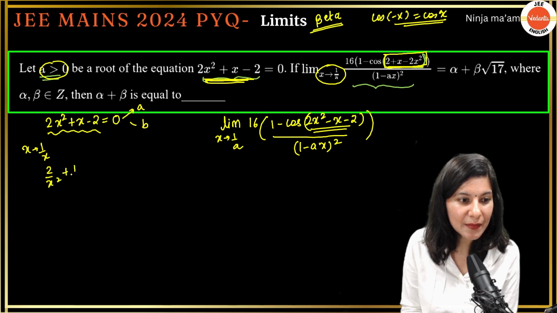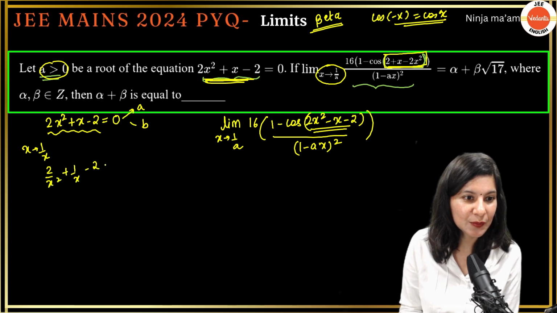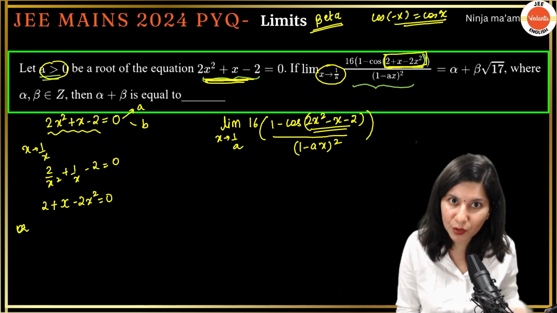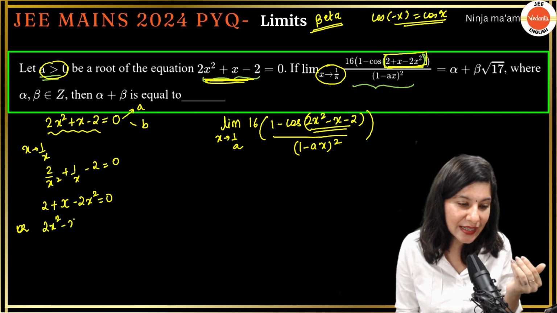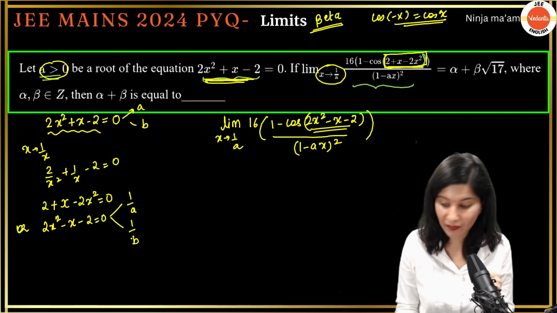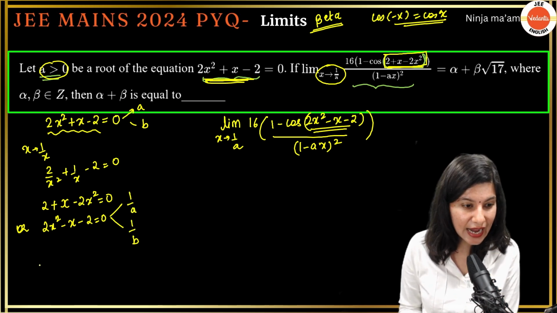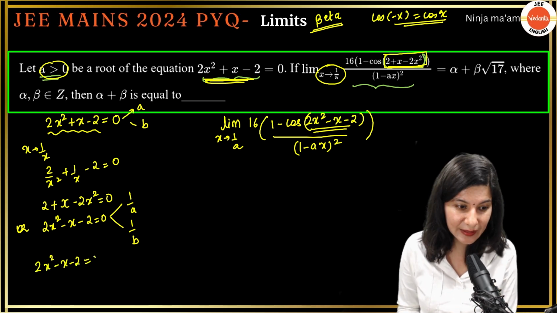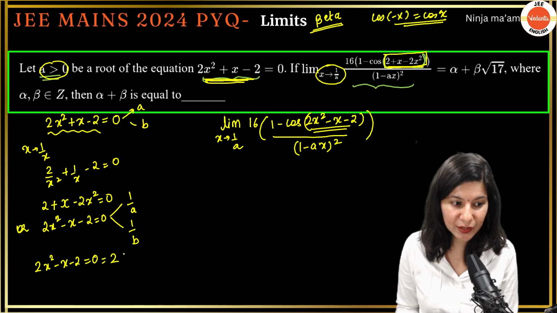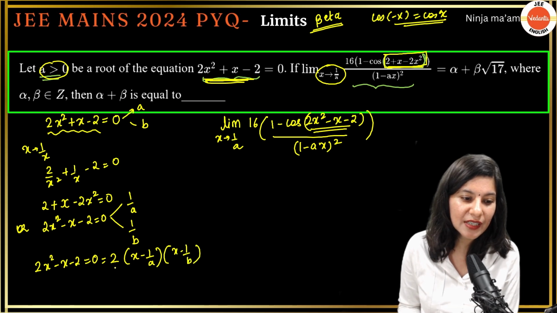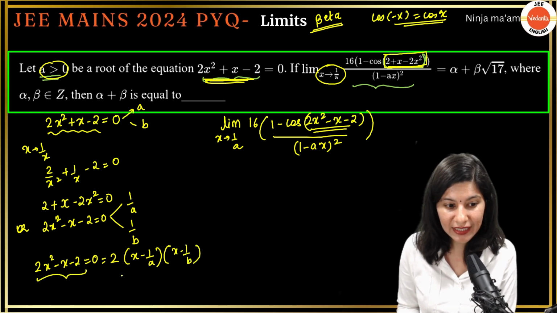2 by x square plus 1 by x minus 2 equals to 0. If I take LCM, then 2 plus x and this is minus 2x square equals to 0, or if I want to multiply it with positive sign, 2x square minus x minus 2 equals to 0, and this will have roots 1 by a and 1 by b. Or rather, one more interesting thing, I can write this expression 2x square minus x minus 2, because you know the roots of this expression, as twice of, because 2 if you take common, then only x minus 1 by a, x minus 1 by b, because leading coefficient is 2. So you need to match the leading coefficient also.